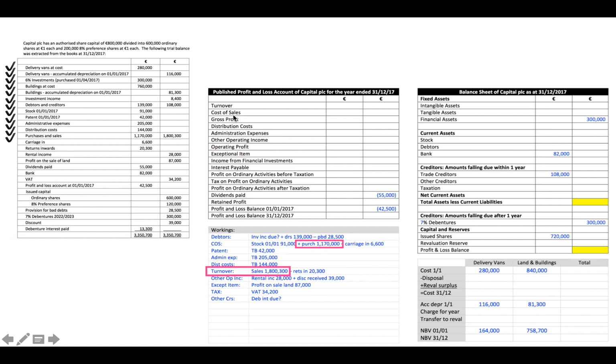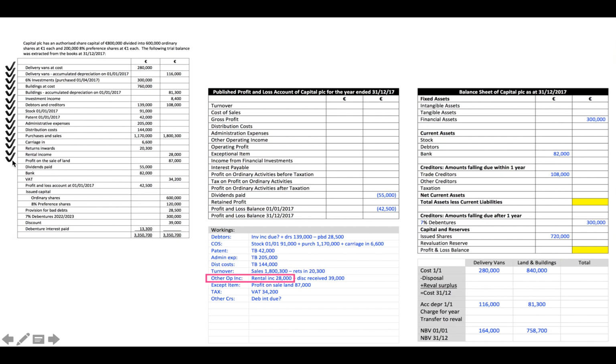And your sales will be going into turnover, so 1,800,300 million. Then you have carriage inwards. So carriage inwards would appear in the cost of sales heading in your trading profit and loss. So carriage inwards, we plus carriage inwards, 6,600 there. Then you have returns inwards. So this is sales returns. So sales returns, that is going to be taken away from the turnover. So minus 20,300 there. So that is where sales returns goes, returns inwards.